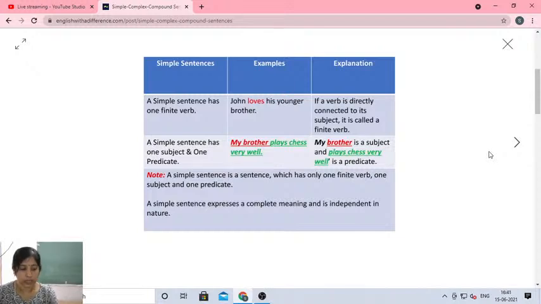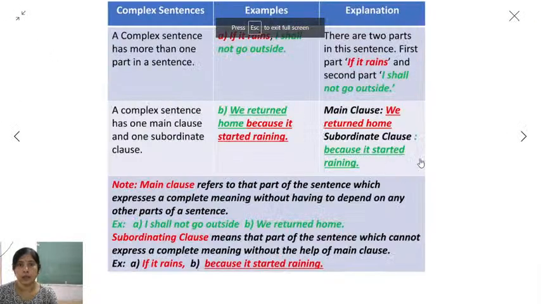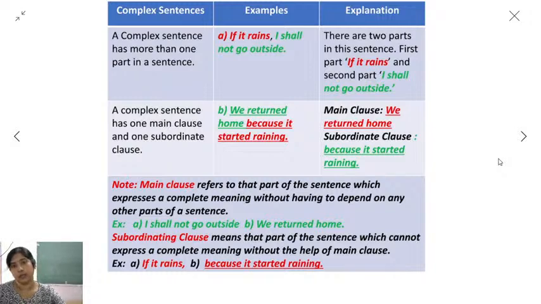So now let us discuss another one. Now I would like to discuss the complex sentence. What is a complex sentence? A complex sentence has more than one part in a sentence. It is unlike a simple sentence, where we have only one part, one finite verb, one subject, one predicate. But in a complex sentence, we get something different. For example: If it rains, I shall not go outside.